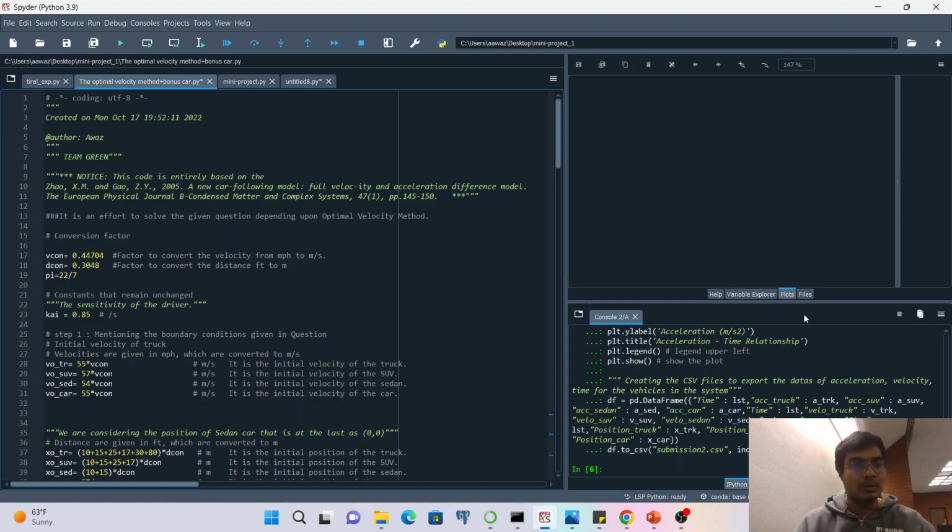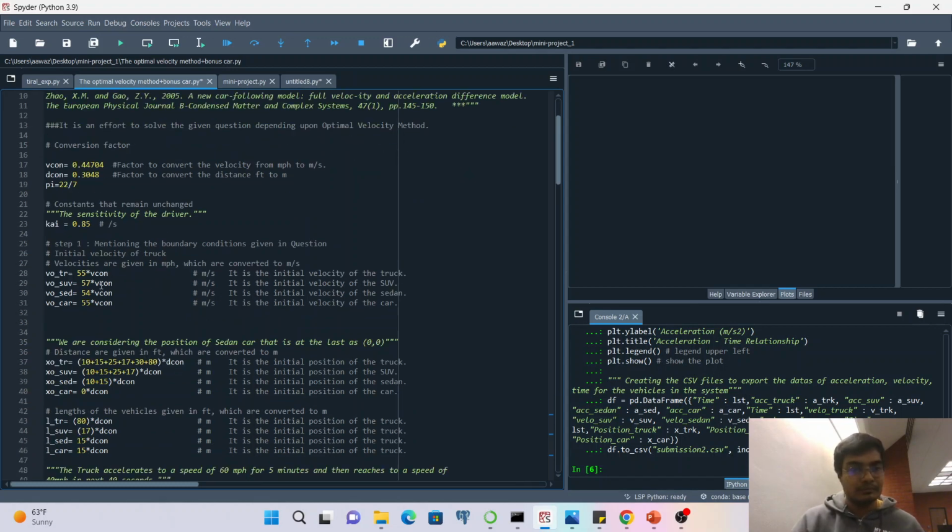First of all, we convert velocity and distance by multiplication with a certain factor. We converted miles per hour to meters per second, and distance in feet to meters. Then we defined pi as 22/7, and there is another parameter given, the sensitivity of the driver, which can be written as 0.85, and its unit is second inverse.